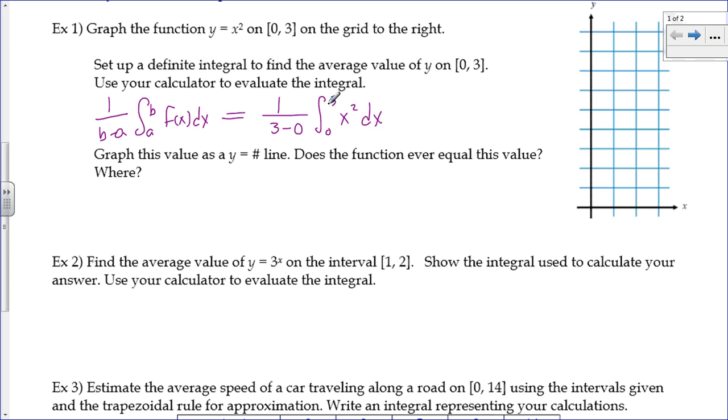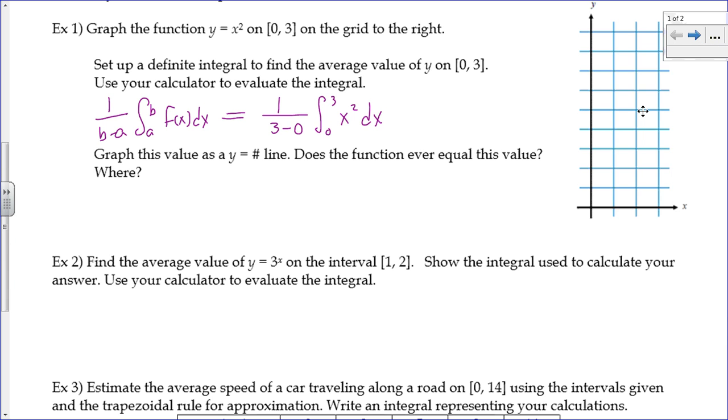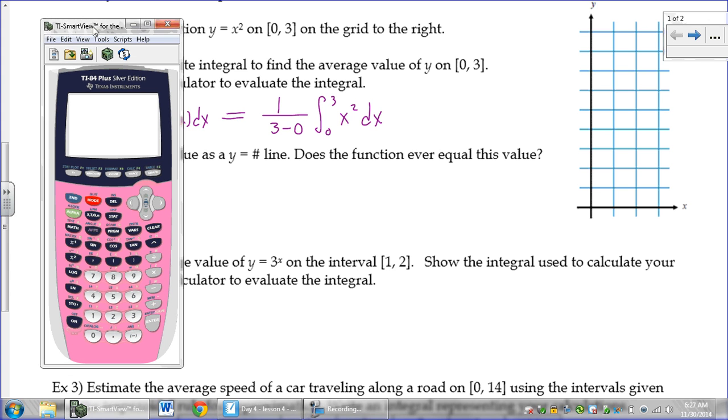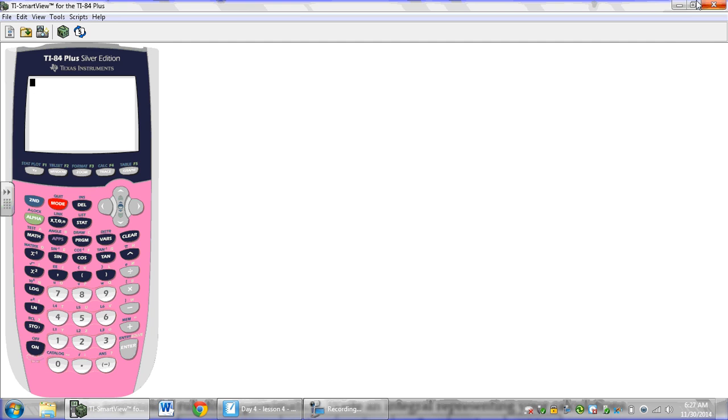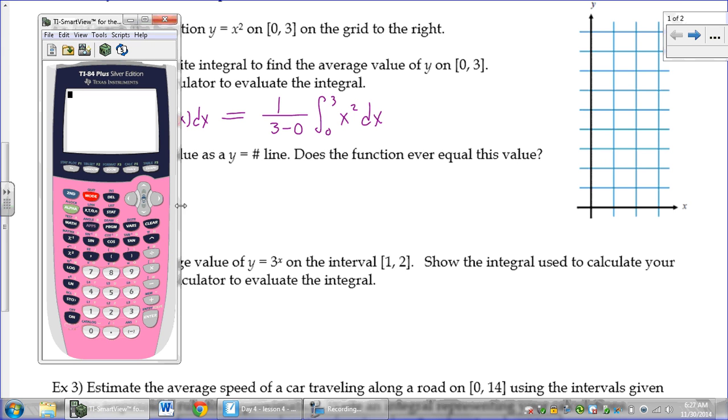Now the new thing we're going to do is use our calculator to evaluate that integral. I'm going to bring up my calculator, and you're going to do this too. I'm going to do this two different ways depending on what type of calculator you have, so bear with me. If we get to a part where you don't have your calculator on the screen, just feel free to speed me up or fast forward a little bit.